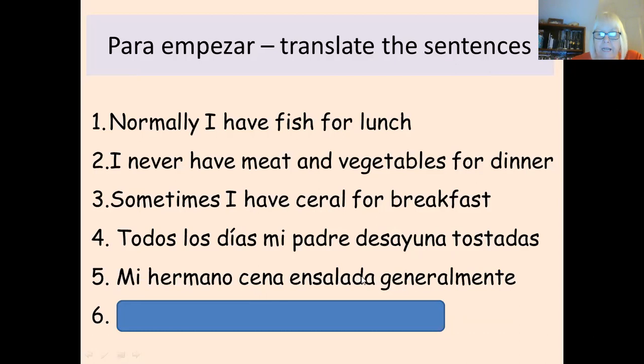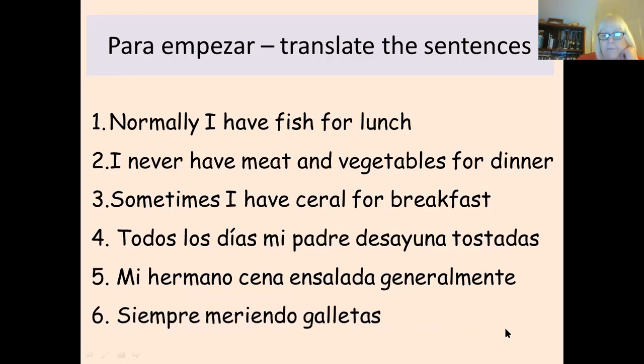Mi hermano cena ensalada generalmente. So generally my brother has salad for dinner. So mi hermano, my brother, cena has for dinner, ensalada generalmente. My brother generally has salad for dinner. Y finalmente tenemos siempre meriendo galletas. I always have biscuits for a snack. So to have for a snack is merendar. I have for a snack, stem changing verb, meriendo, always. And then afterwards we've got what you always have for a snack. So I always have biscuits for a snack or as a snack.